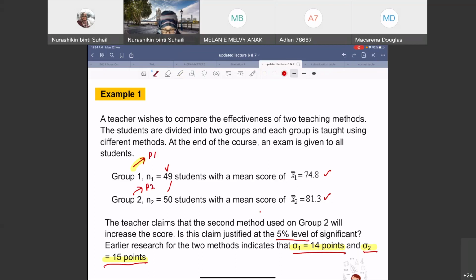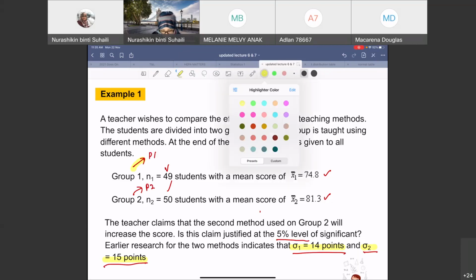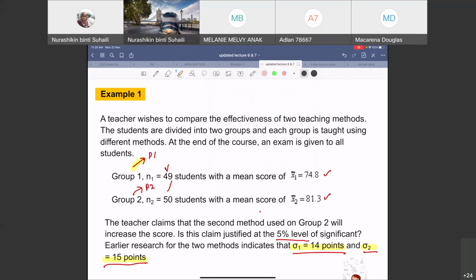This is very important. I want to stress this statement because that will determine your hypothesis. The teacher claims that the second method used on group 2 will increase the score. Now we are talking about population 1. Let's assign it to mu1. Mu1 is population 1. Don't forget this is referring to the sample of population 1, but the population mean is actually the one that we want to compare.